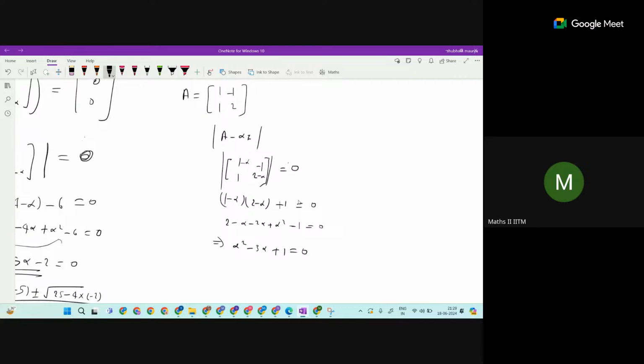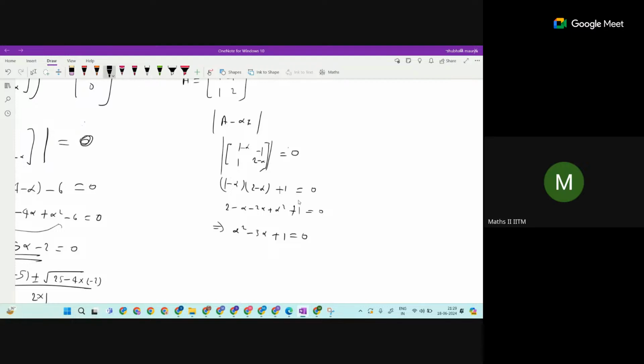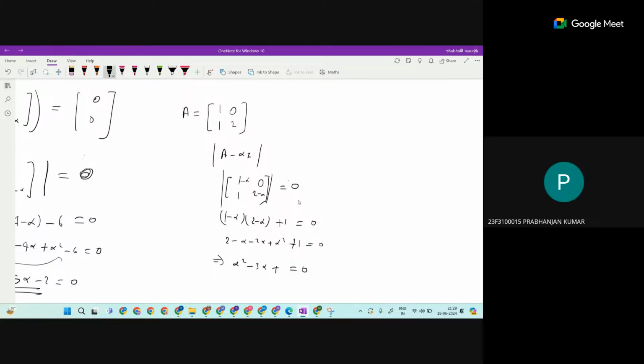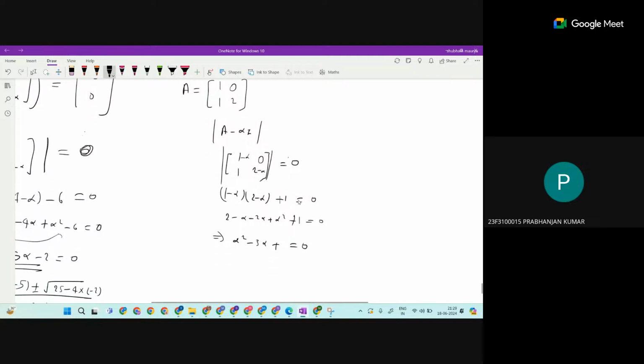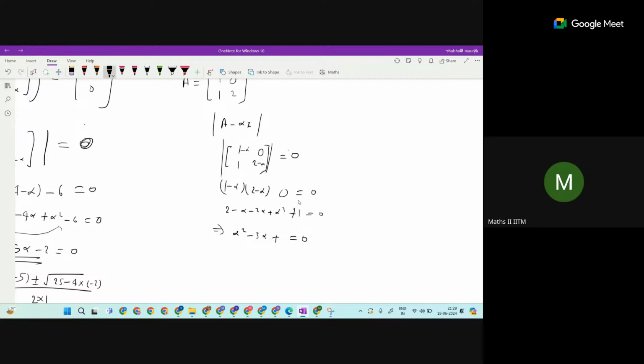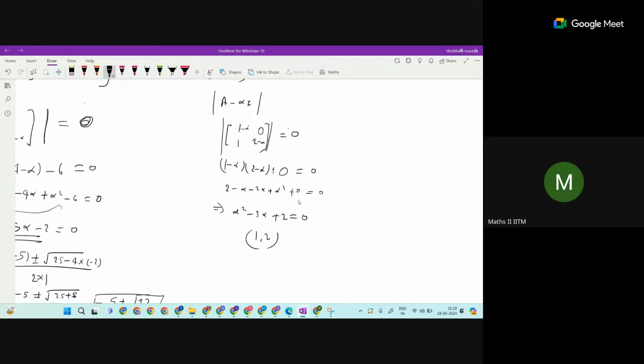Let's keep it 0. We understand the concept. Yes, let's keep it 0. This is 0 here, and this is 0 here, and this is 2 here, and the roots are now going to be 1 and 2. You can check it. So one eigenvalue is 1, and another eigenvalue is 2.